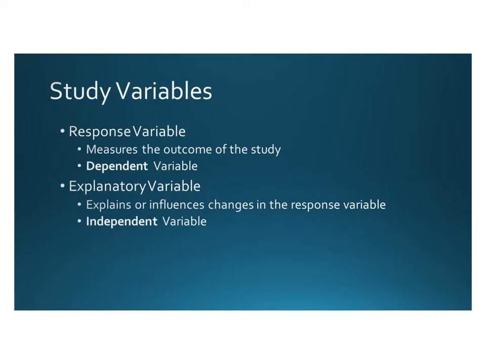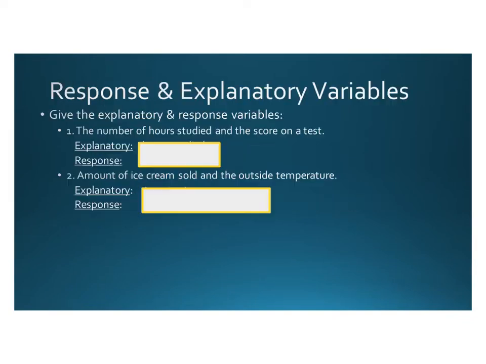So when we look at a response variable, remember it's going to measure the outcome of our study, and it is also the dependent variable. So the response variable is actually what goes along your y-axis. The explanatory variable explains or influences changes in the response variable. This is our independent variable or our x variable. So in the first type of problem that you will see, we want to give the explanatory and response variables.